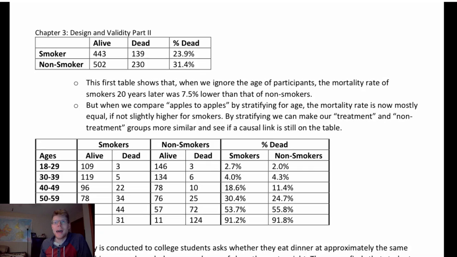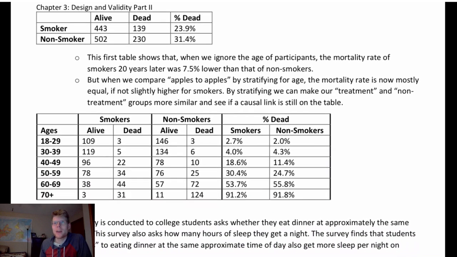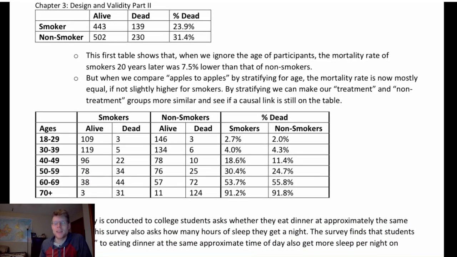Well, if I mix that with the percent of folks who died after 20 years, you're going to notice, quite logically, that older folks are more likely to die in the next 20 years than younger folks. And so what I need to do is stratify by age and compare the percent of people who died to see if there's a difference.